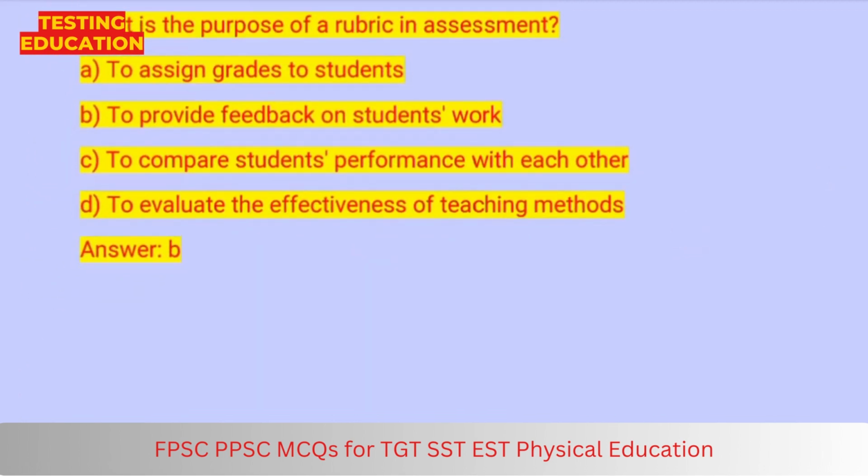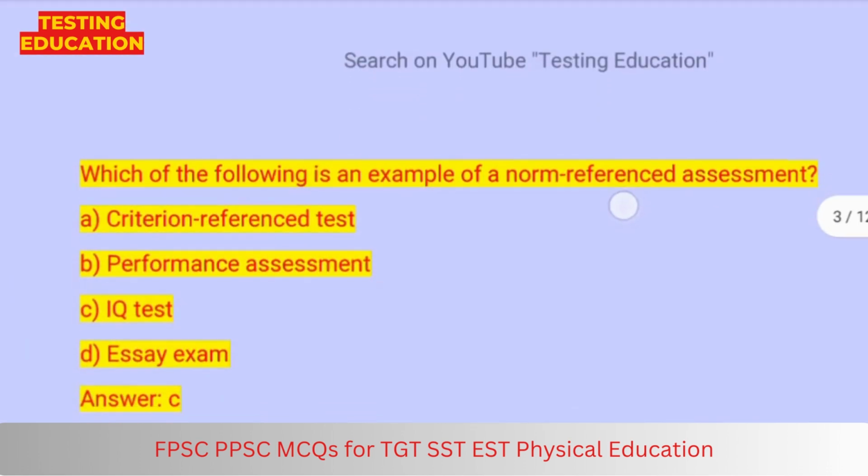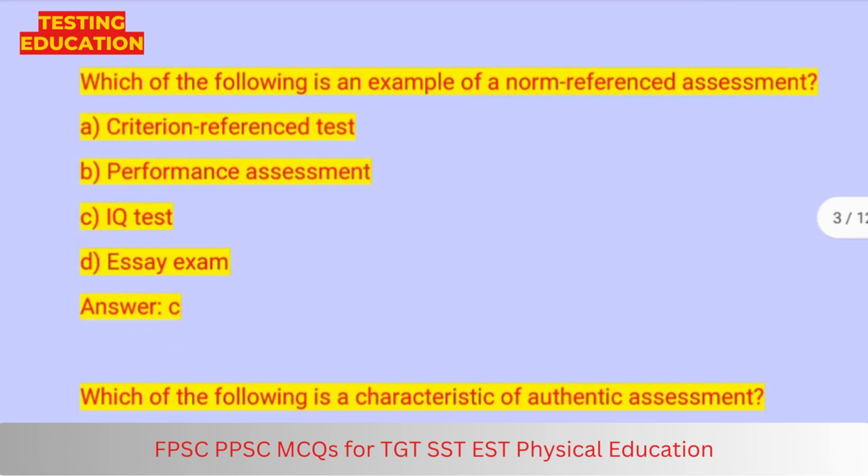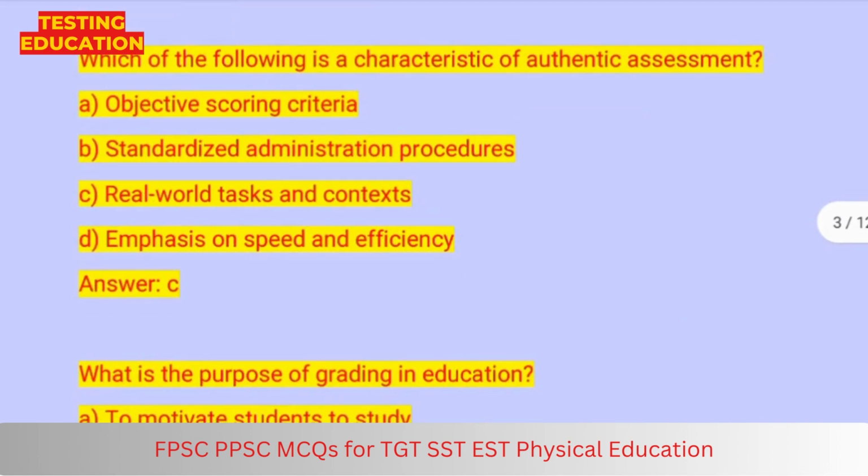What is the purpose of a rubric in assessment? Answer: to provide feedback on students' work. Which of the following is an example of a norm-referenced assessment? Answer: IQ test. Which of the following is a characteristic of authentic assessment? Answer: real-world tasks and context.